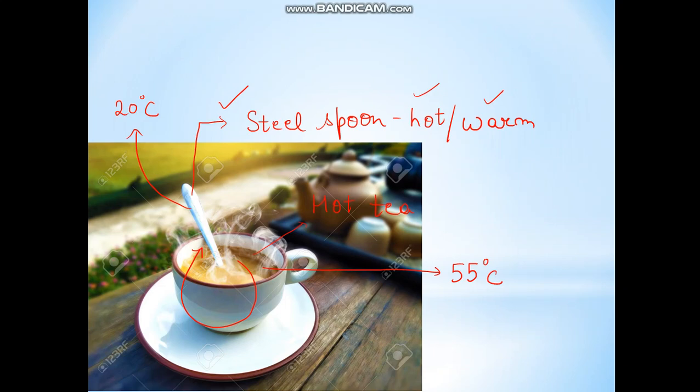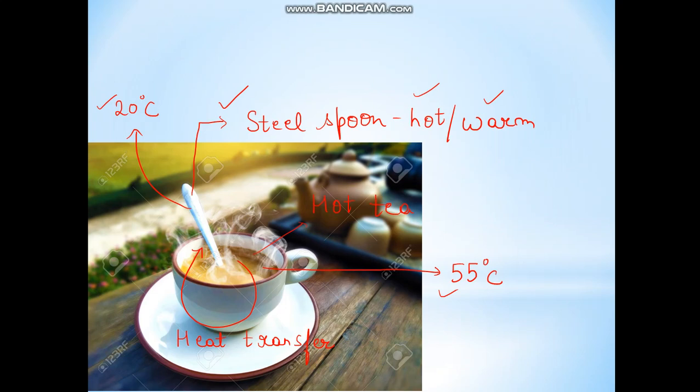So what we see is that there is a temperature difference between the tea and the spoon, okay? Since there is a temperature difference, heat transfer will happen, and it will happen from the hot tea to the spoon, right? The heat energy will be transferred from the hotter object to the colder object, and in this case the hotter object is the tea and the colder object is the spoon. So the heat transfer will take place from the tea to the spoon, right?